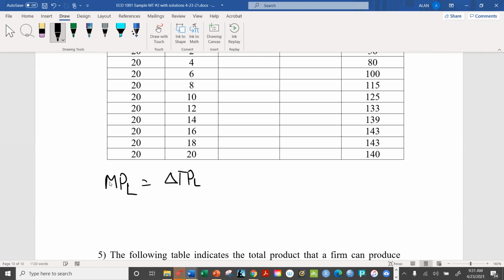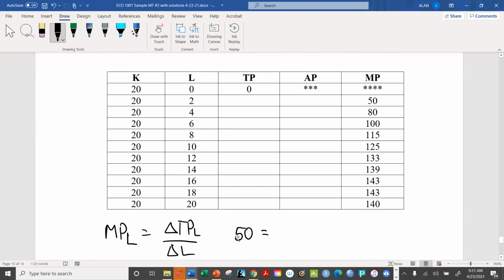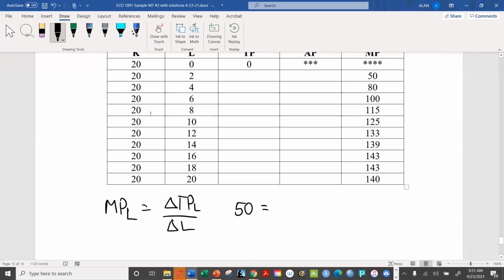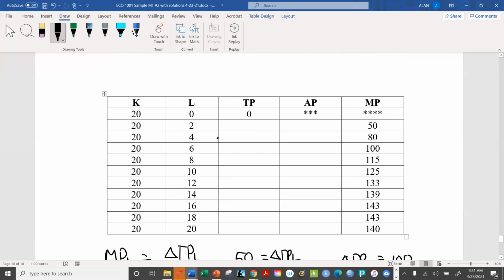Delta TP over delta L. So for example, if MP equals 50 and the change in labor is 2, that implies that the change in total product of labor is 100. And so what we're going to do is add 100 to this number. 100 plus 0 is 100.